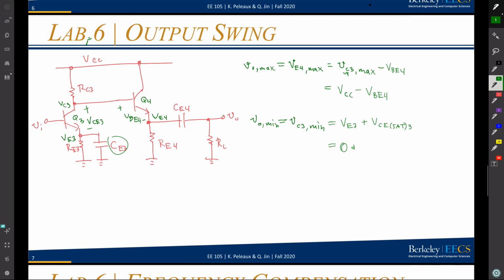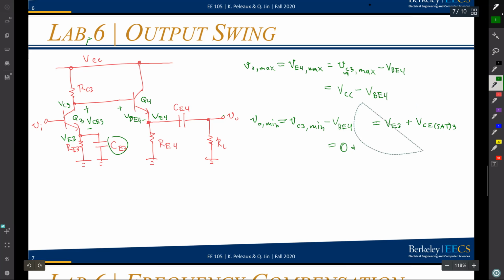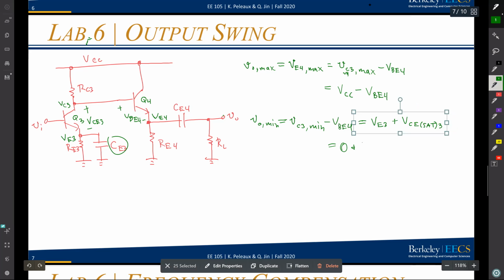Really, the minimum voltage, sorry, I should correct this. It's going to be VC3 min minus, again, VBE4. I look at the minimum voltage that VC3 can go, and I subtract the on voltage of my Q4. So really it's going to be 0 plus 0.2, say, minus 0.7 or something like that, approximately equal to that. Again, I'm seeing that the minimum voltage of my output node is actually dictated by the bias point of Q3.